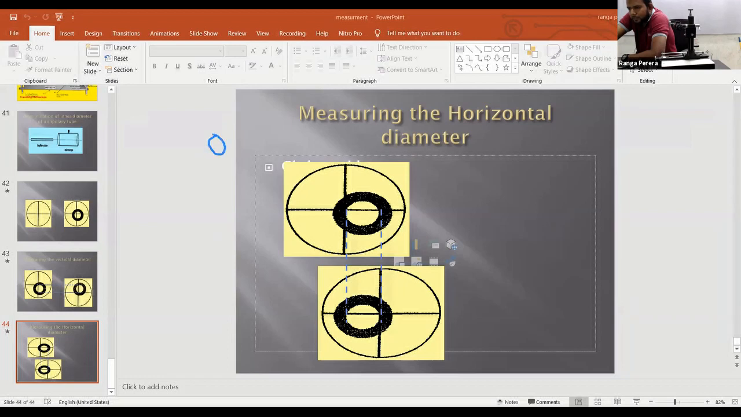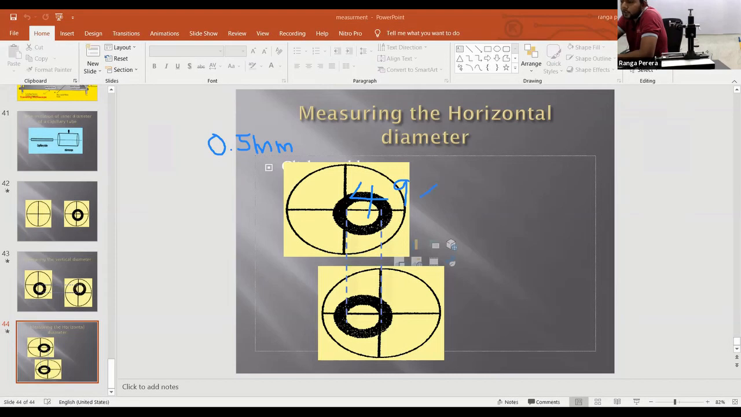One main scale division is 0.5 millimeter. Can you see my whiteboard here? Today the system is a bit different because I want to discuss the traveling microscope also. Right. The 1.5 millimeter, how many divisions we have selected? 49 main scale divisions were selected.